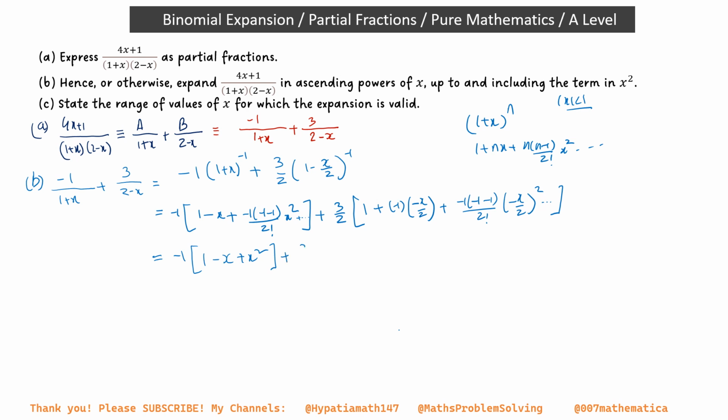And then plus 3 out of 2, I get 1, and then plus x out of 2, and then here what happens is you have minus 1 times minus 2 out of 2, and then times x square out of 4. So this is positive, so this becomes plus x square out of 4. So 1 plus x out of 2 plus x square out of 4.